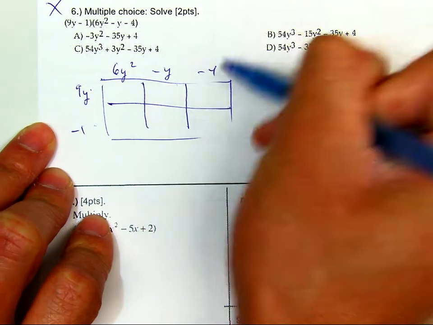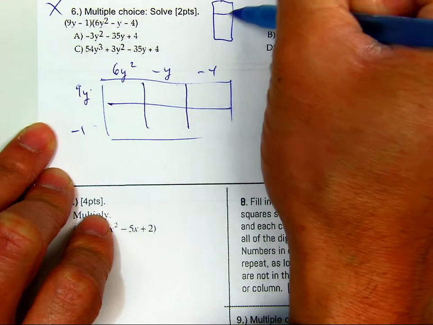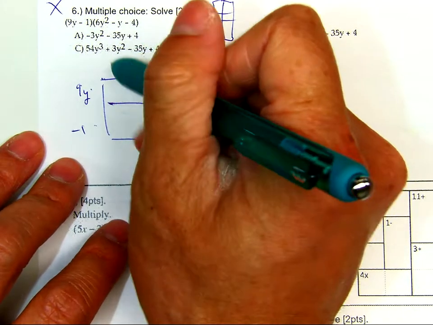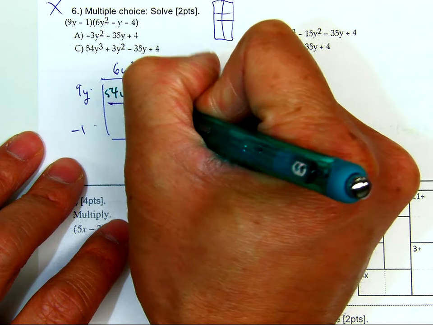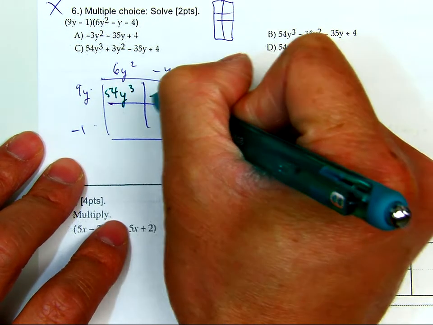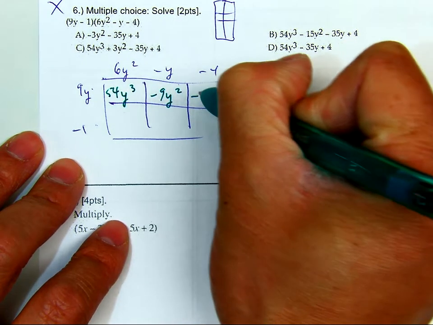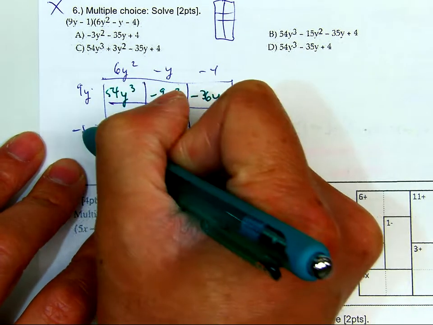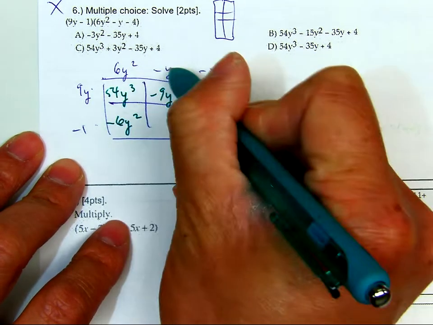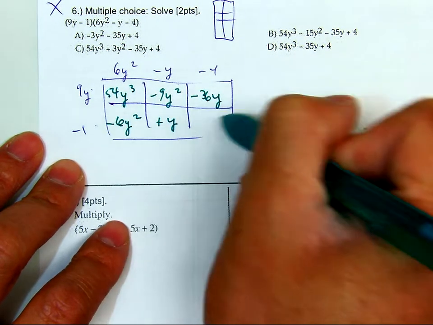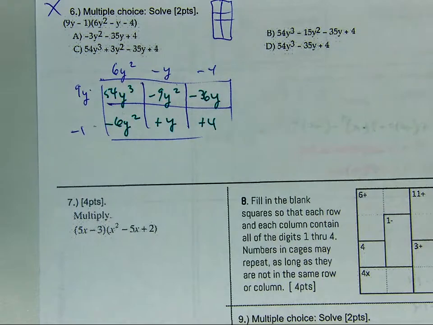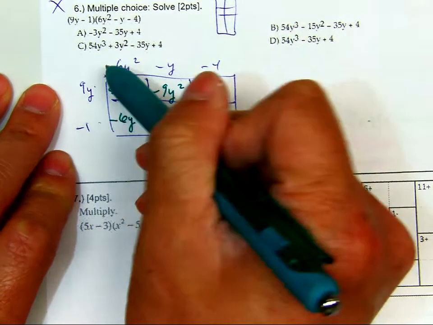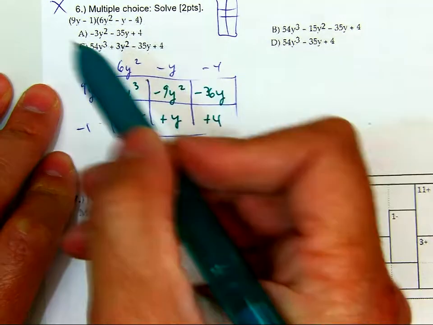It is possible that your box looks like that, and that would be fine. Alright, let's multiply. 54y to the third. Negative 9y squared. Negative 36y. Negative 6y squared. Positive y. And positive 4. And the neat thing about this is you'll see that as long as you're not missing any terms there, the like terms go diagonal.